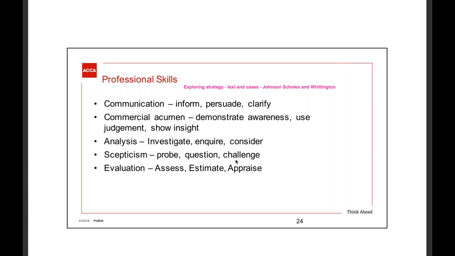Skepticism is probing, questioning, and challenging. Like I mentioned to you, don't take whatever is given to you at face value. When the question is asking you about the internal control system of that organization, sometimes having an internal control system is good, but you need to scrutinize how good or how effective it is. So you may want to question and challenge that. If it's really good, then this thing wouldn't have happened. So this is what skepticism is all about.